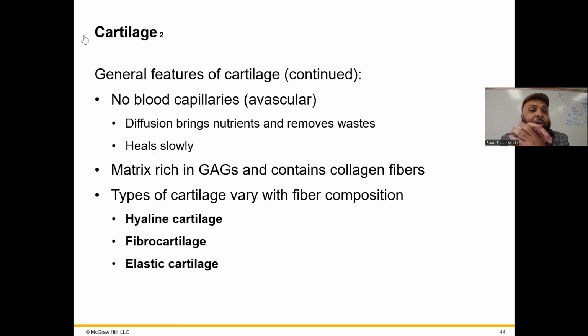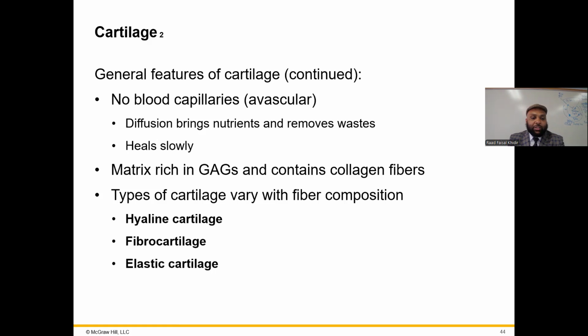Cartilage. What are the general features of cartilage? Cartilage has no blood capillaries. It's an avascular tissue, very similar to some parts of connective tissue like collagen. Collagen is a form of connective tissue, but collagen does not have vascularization. It's avascular. So these tissues heal really slowly because they don't have any blood perfusion.